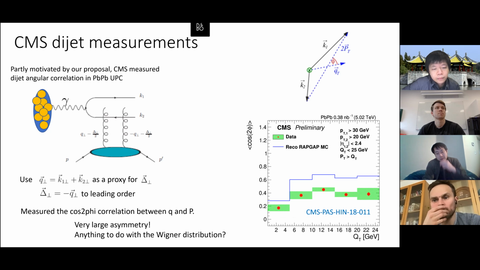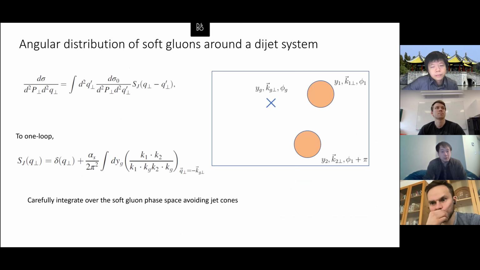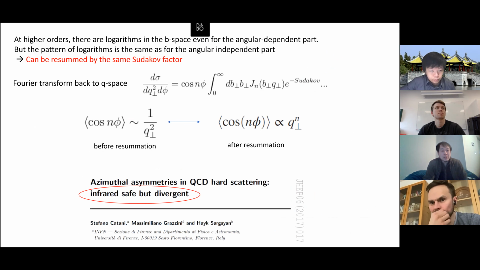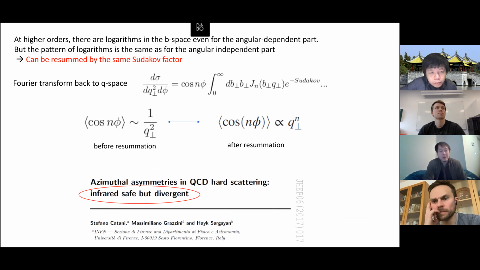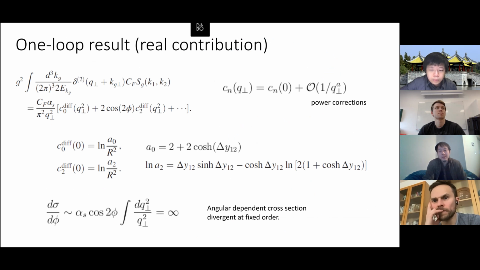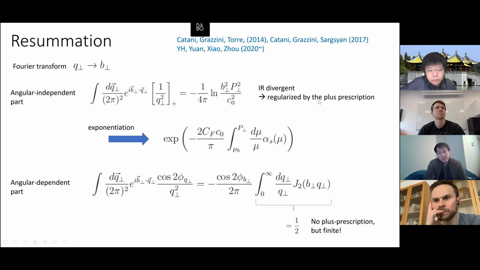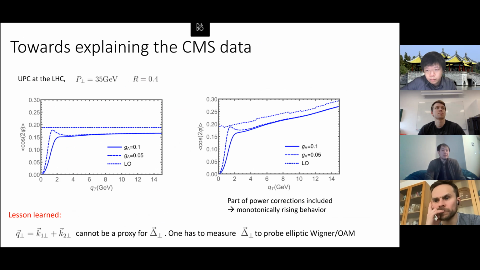The experimental result is slightly higher, like 20%, and it's a monotonically increasing function of Q perp. To explain that, we also included certain kinds of power corrections, and we managed to find increasing behavior as a function of Q perp. This is not a complete calculation because we only included a part of the power correction. By power correction, I mean this coefficient of cosine 2 phi has a power correction of 1/Q perp. Once you include this term, you can mimic the experimental tendency.